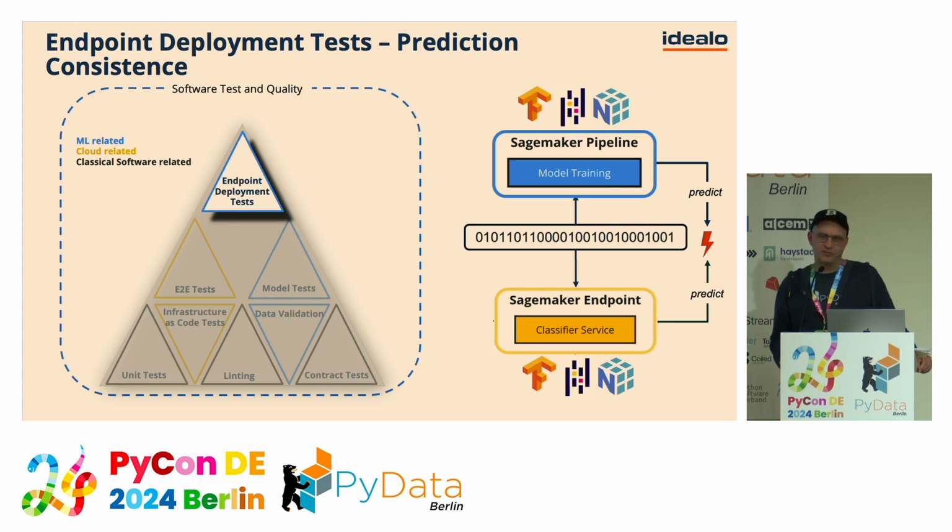Okay, we reached the top of the pyramid, endpoint deployment tests. As we already mentioned, model and deployment are developed independently and have separate code bases. And both code bases reference the same third-party libraries: TensorFlow, Pandas, NumPy, just to mention some. And there might be, from time to time, a version difference between the two code bases, because they are independent of each other. And this can result in this situation.